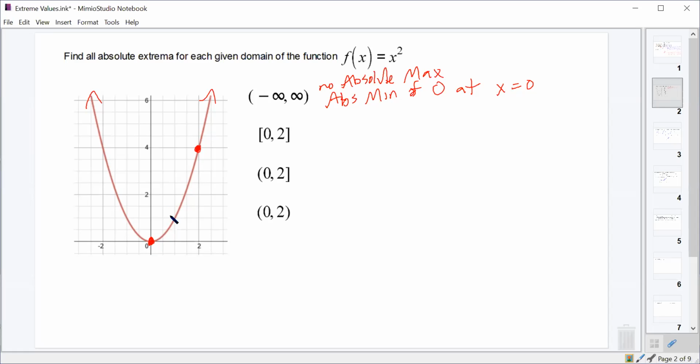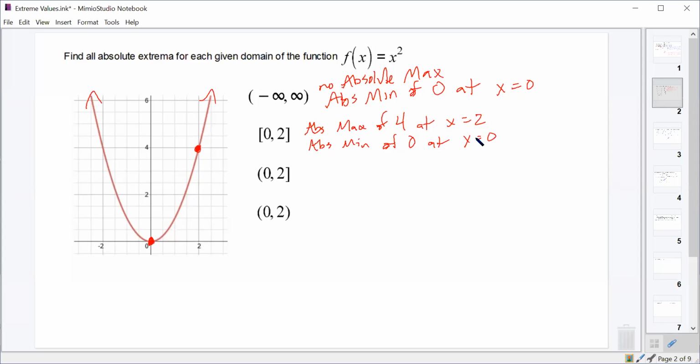So if I just talk about here to here, does it have an absolute maximum on that interval? Yes, it's got an absolute max of 4, and that occurs at x equals 2. And what about our absolute min? 0 at x equals 0.